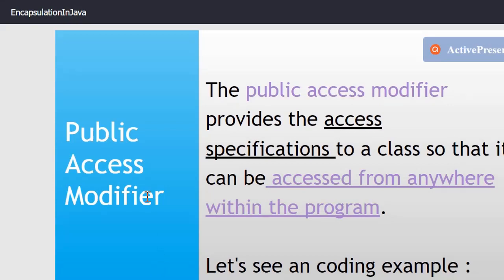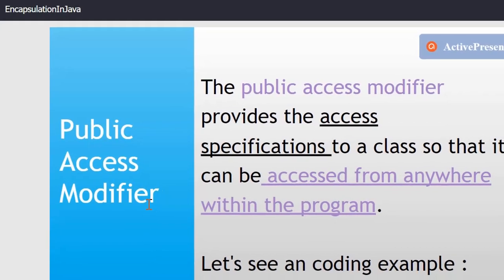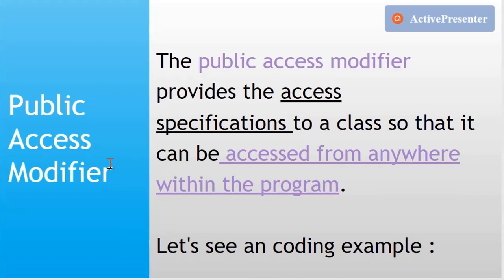Now let's see about public access modifier. What is public access modifier? The public access modifier provides the access specification to a class so that it can be accessed from anywhere within the program. We can access it outside the package, we can access it outside the class, from another class. So public access modifier, we use the keyword public. Let's see with an example.